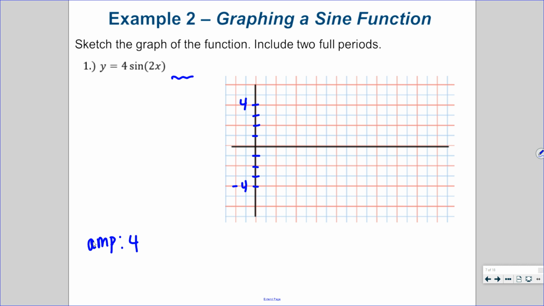There's no vertical shift here. Okay? So my midline just stays right there at the x-axis. The only time that changes is if we shift it up or down. Good. So my midline is here. You don't have to draw on your midline if you don't want to. You can, but there's my midline.